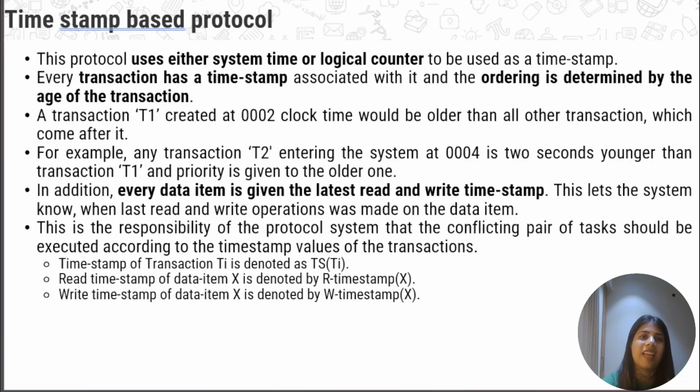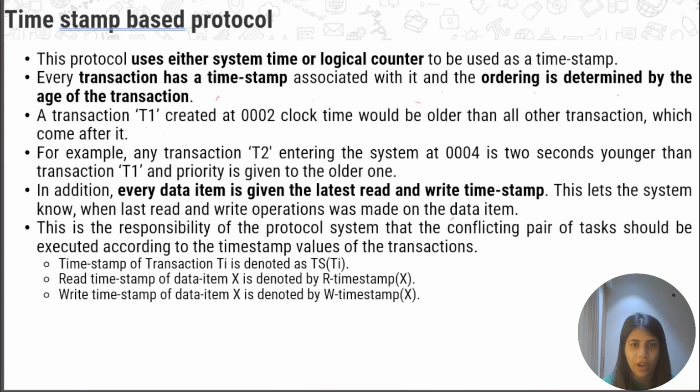The next one is timestamp based protocol. This protocol uses either the system time or the logical counter to be used as a timestamp. For example, if I am teaching you right now, I have some time going on in my system, that is a timestamp. The website also takes a timestamp of what time you have opened or reached the website. Every transaction has a timestamp associated with it, and the ordering is determined by the age of the transaction. Age of the transaction means कौन सा transaction पहले आया, कौन सा transaction बाद में.